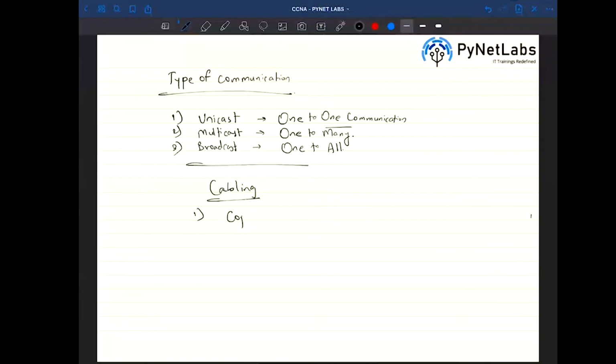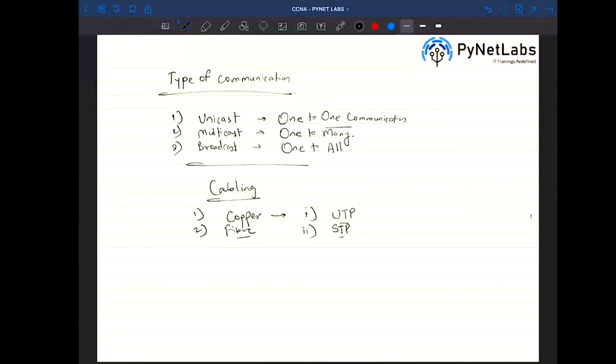And you have a fiber cable. Cool, these are the two types of cables that you have. In copper as well, there is UTP, which is unshielded twisted pair cable. And then there is STP, which is shielded twisted pair cable.